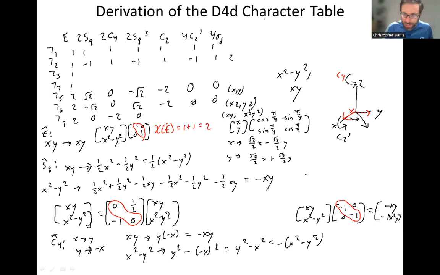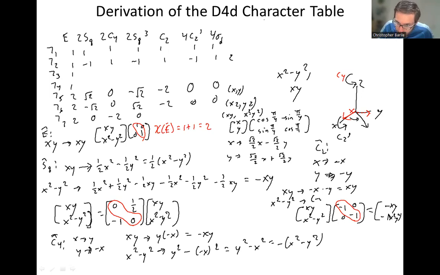And now if we do a C2, 180 degrees, x goes to negative x, and y goes to negative y. And so what does xy go to? Negative x times negative y, which is equal to xy. What does x squared minus y squared go to? Quantity negative x squared minus quantity negative y squared, which is just equal to x squared minus y squared. So they both went into themselves. That's the identity matrix. So we're going to get a 2.